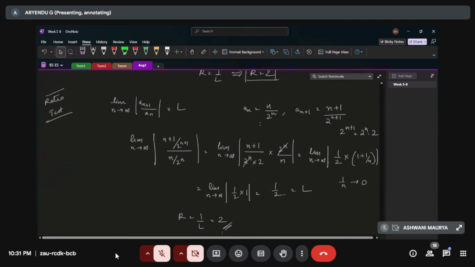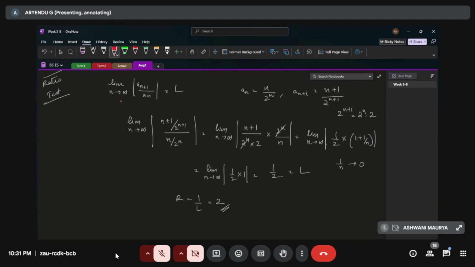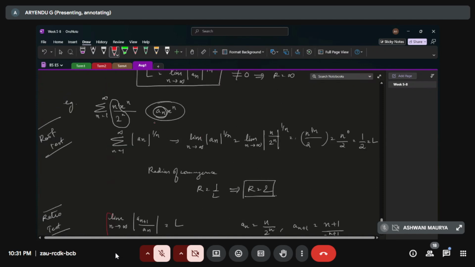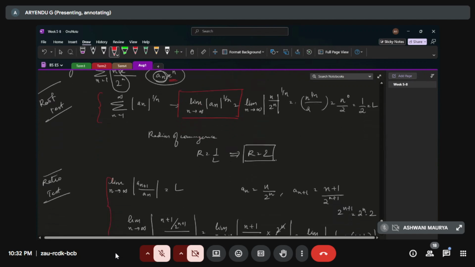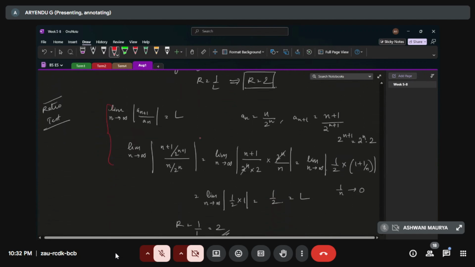So this is how you have to do the ratio test if required, and this is how you have to do the root test if required: find the limit of a_n raised to the power of 1 by n with n tending to infinity. Please note that you have to ignore the x raised to n part of the power series and take only the a_n part of the power series.